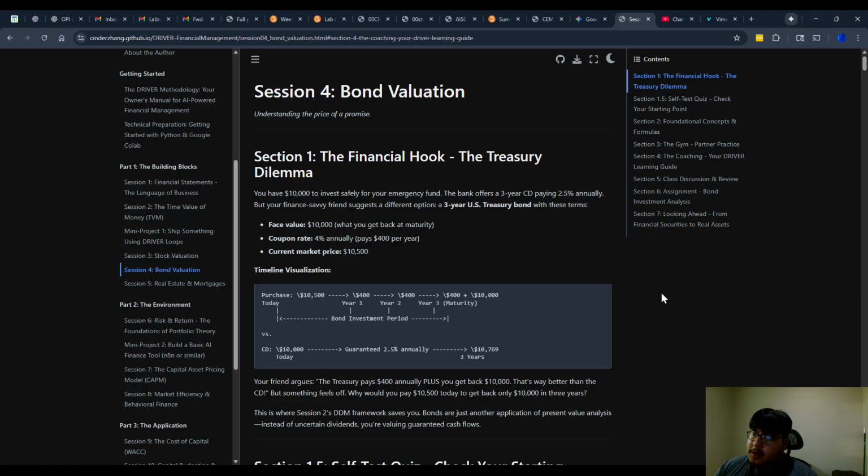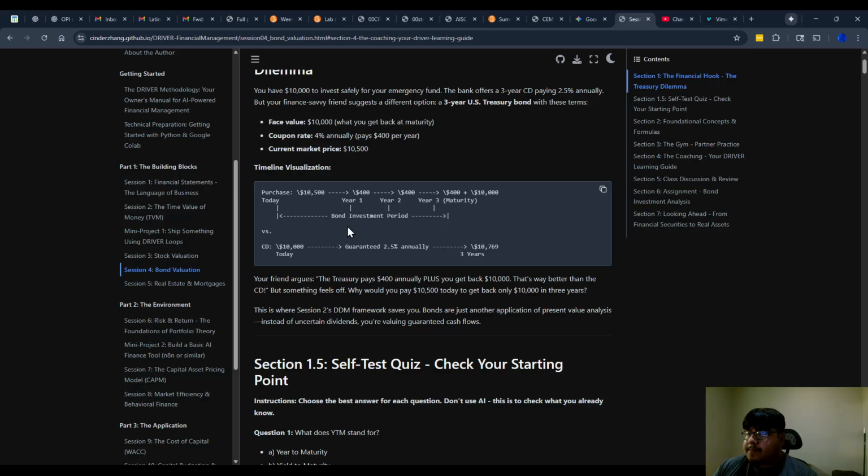The bank offers a 3-year CD paying 2.5% annually, but your finance savvy friend suggests a different option, a 3-year U.S. Treasury bond with these terms: a face value of $10,000, which you get back at maturity, a 4% annual coupon rate, which pays $400 per year, and the current market price is $10,500. And here's a timeline visualization of that.